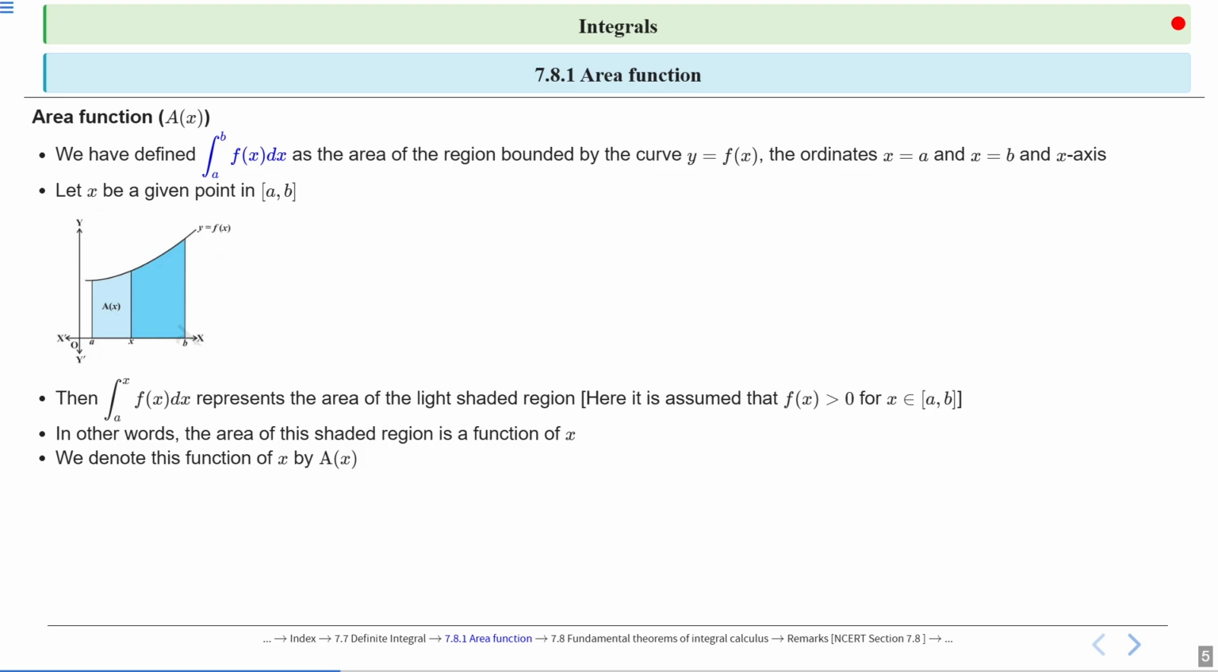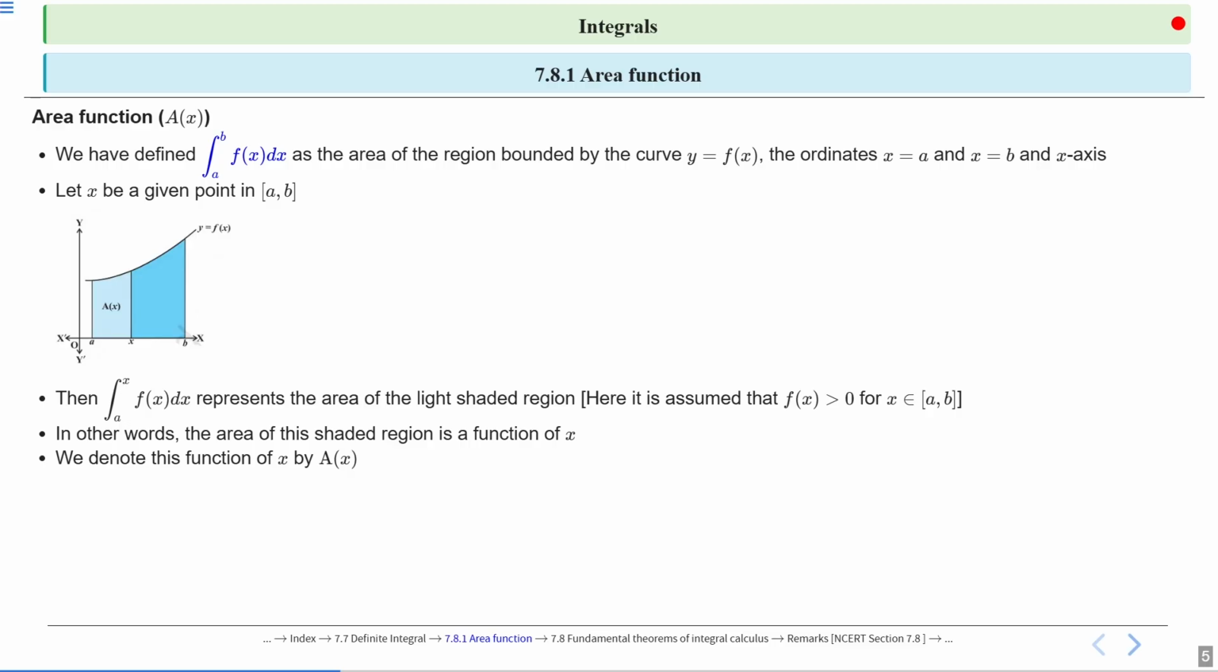That sign is considered as belongs to. It means x coming from the interval A to B, and f(x) is greater than 0. It means f(x) always lies above the x-axis. The value of f(x) is always positive when x comes from A to B.